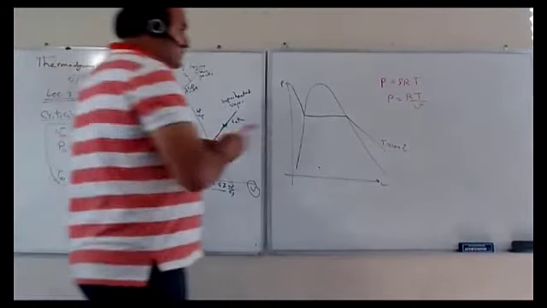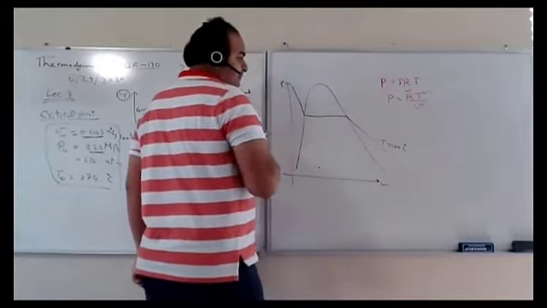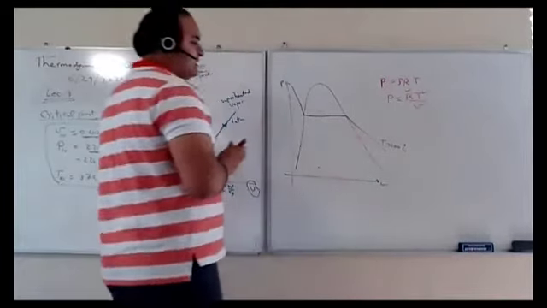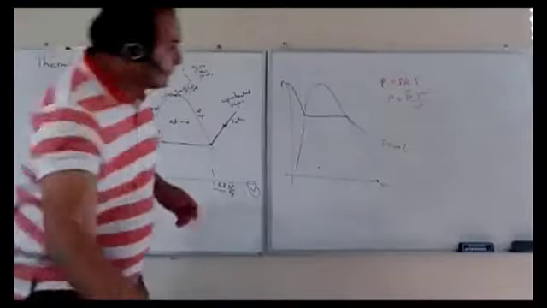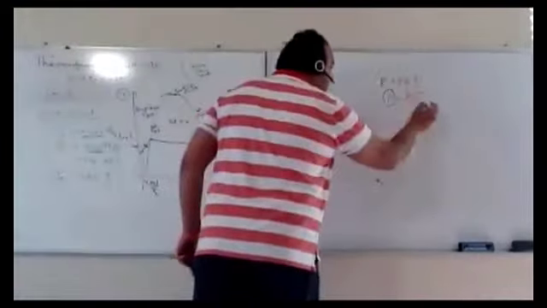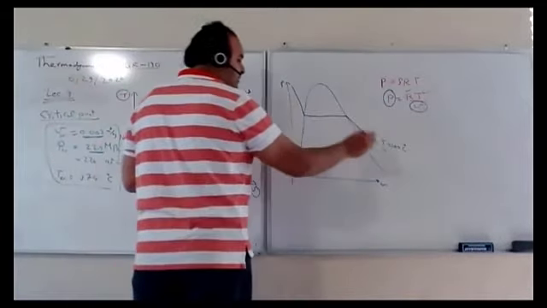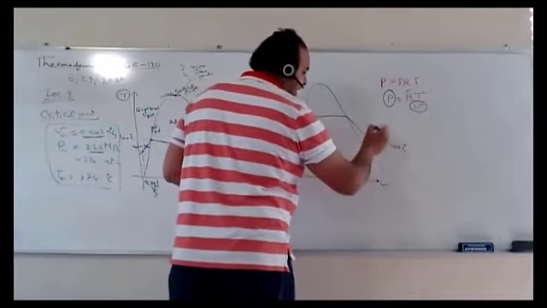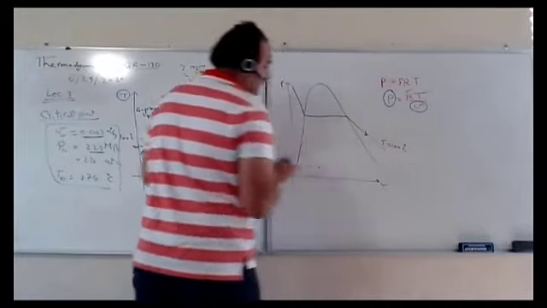So if R is constant and temperature is constant, along this line, always temperature 100 Celsius, 373.15 Kelvin, the pressure and the specific volume are inversely proportional, especially in the gas region. This is superheated, this is a gas. So decreasing the pressure, increasing the volume.